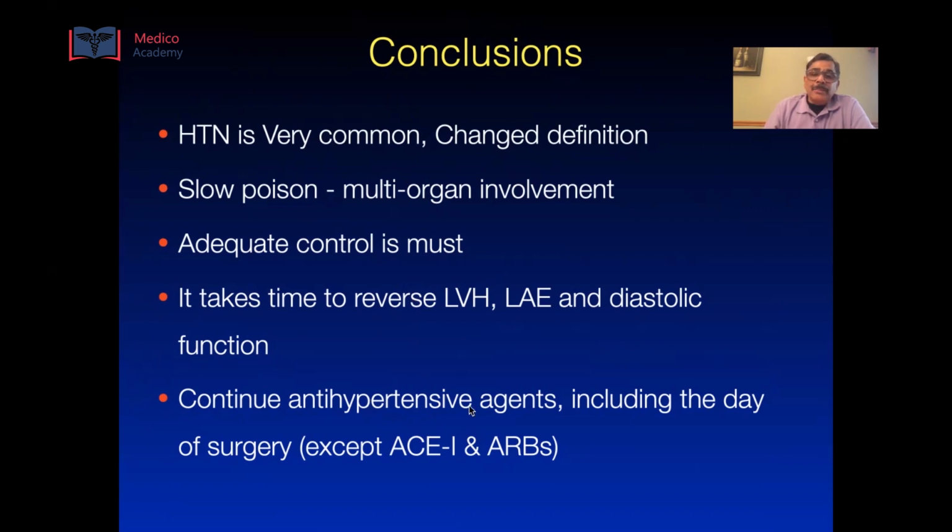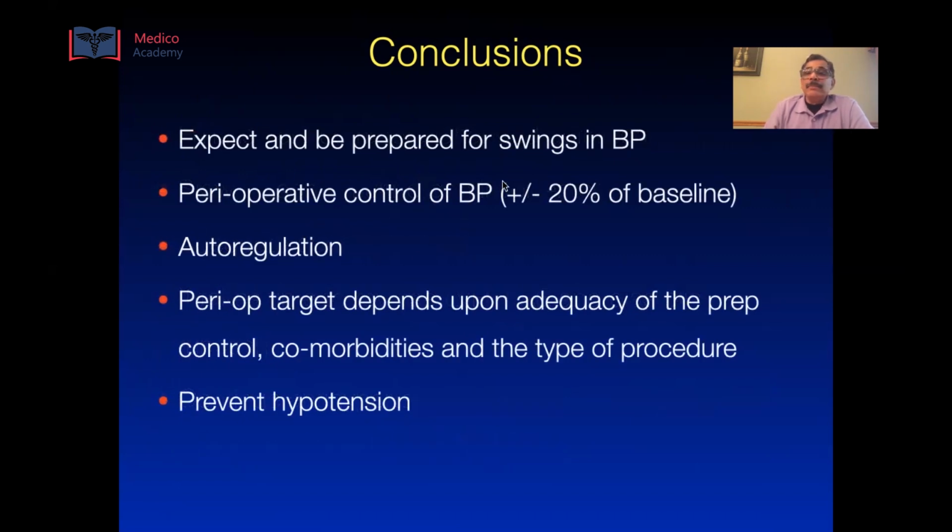We should continue antihypertensive medications except ACE inhibitors or ARBs on the morning of surgery. We should be prepared for swings in the blood pressure if we are doing GA in these patients. Perioperative management of blood pressure should be within 20% of the baseline. We should have autoregulation in mind, especially if the patient is an uncontrolled hypertensive and comes to you for an emergency operation. In that case, we should certainly not drop the blood pressure significantly. Again, perioperative targets depend upon adequacy of the preoperative control, comorbidities the patient has, and the type of procedure the patient is undergoing. And lastly, it is very important to prevent hypotension because that can cause renal failure or a stroke or postoperative delirium or confusion. And thank you very much.